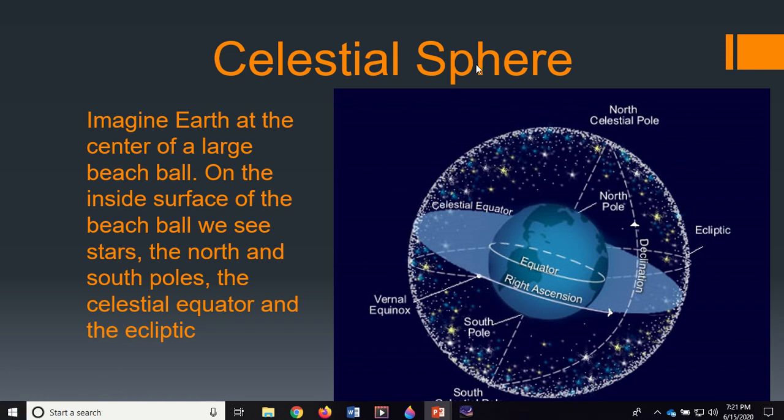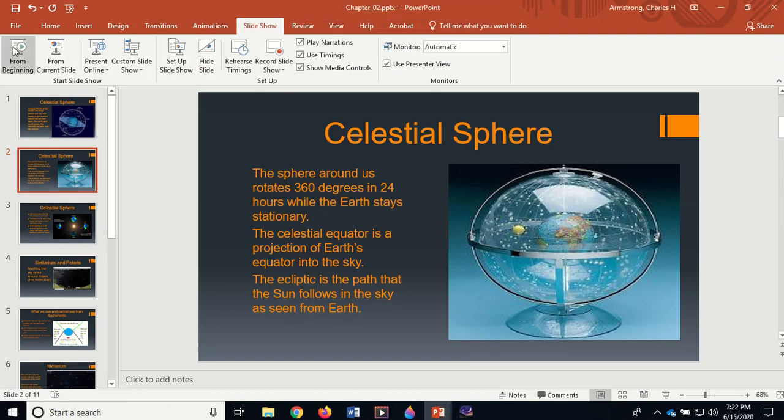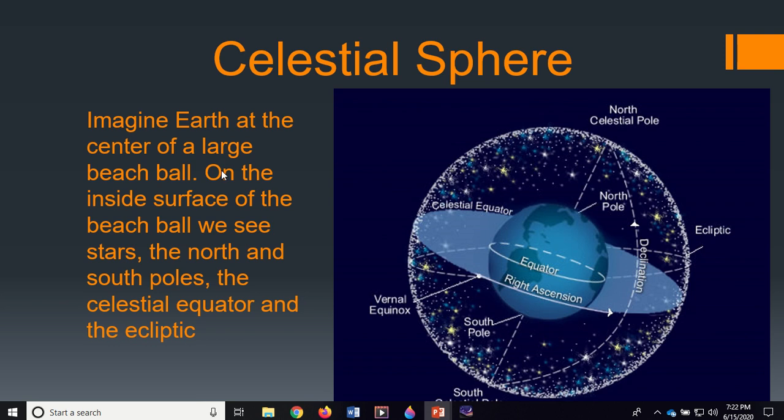Okay, next. Where is it? The next slide. This is another picture of the celestial sphere. Actually, it's the same one. What happened? Hold on a second.